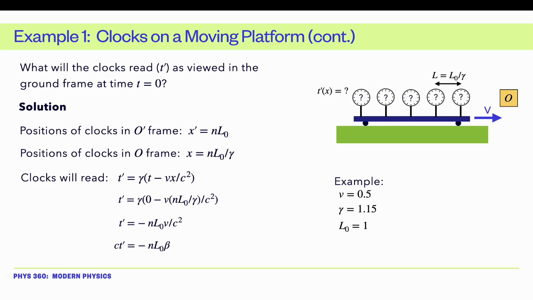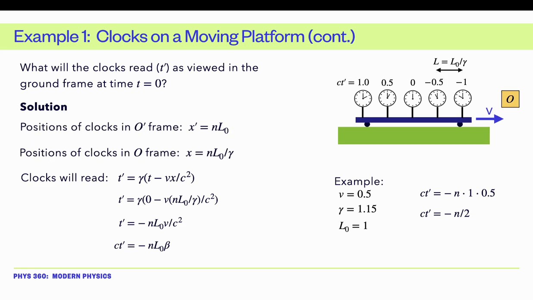So for example, if the platform is moving to the right at half the speed of light, the gamma factor is 1.15. We set L0 equal to 1. Then ct prime is going to be minus n times 1 times 1/2, so in other words, minus n over 2. And now we can just write down what the times are going to be on our clocks. So when n is equal to 0, the time is going to be 0. As we increase our n value to the right, there's a negative sign here, so these clocks are going to be reading earlier. So minus 1/2, minus 1, and the clocks to the left will be reading later. So 1/2, 1, and so on.